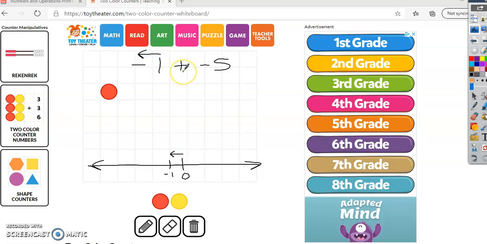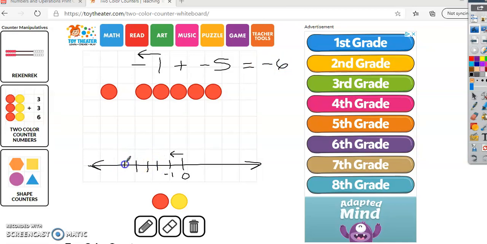Now I'm going to give. Tell me what I'm going to give. 5 of what color? Red. Because I see the negative sign. I'm giving 5 reds. 1, 2, 3, 4, 5. Now, what answer do we have? 1, 2, 3, 4, 5, 6. Nothing crosses out because I do not have any 0 pairs. So my answer is at negative 6.